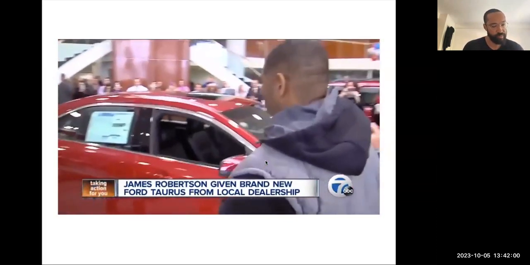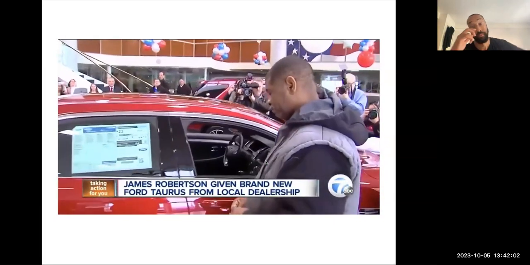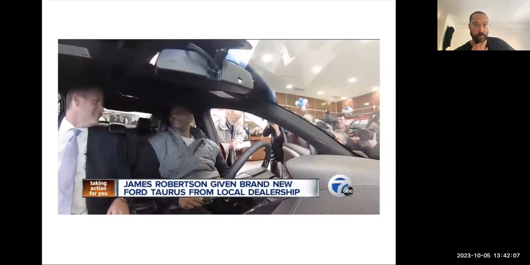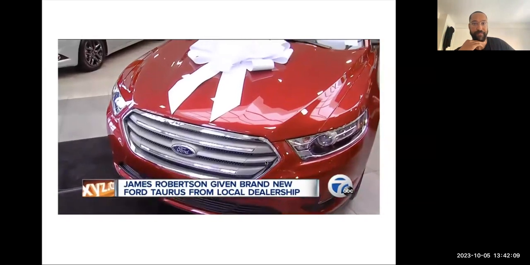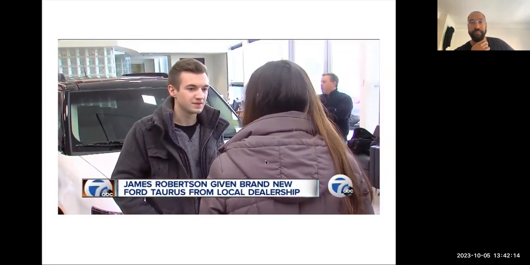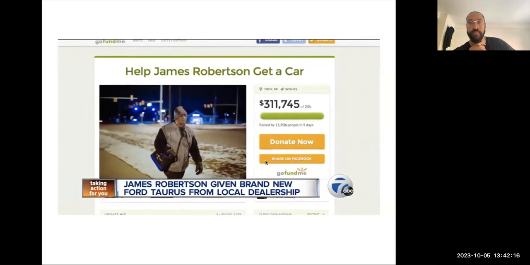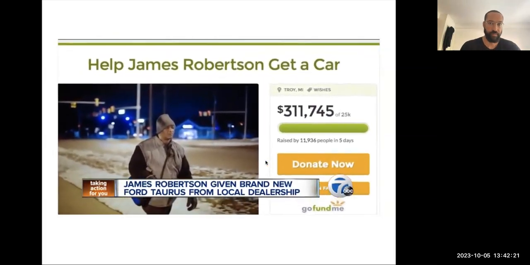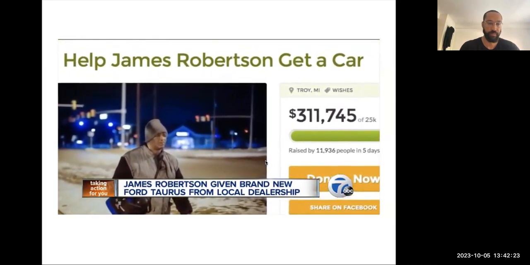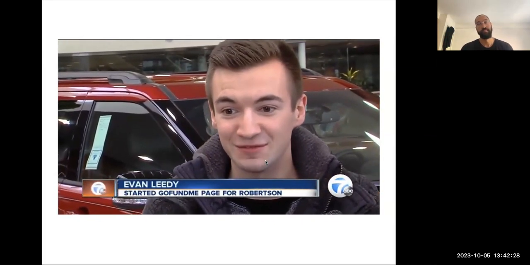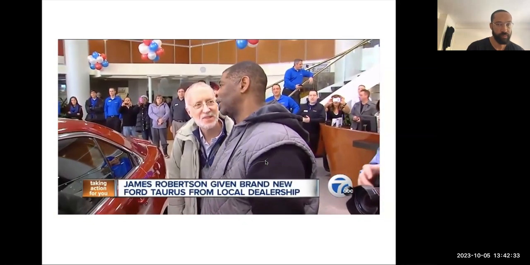The Detroiter, whose incredible story of walking 21 miles to and from work for the last decade, now has a new ride. I love it. A brand new burgundy Ford Taurus, the car Robertson had been dreaming about. A GoFundMe page started by Wayne State student Evan Leedy now stands at more than $300,000. Evan says people from 11 countries have left messages of support on that site for Mr. Robertson. Very emotional. It's exciting. It's really exciting to see. I'm glad that we could get James the car of his dreams, exactly what he wanted, and it's cool.